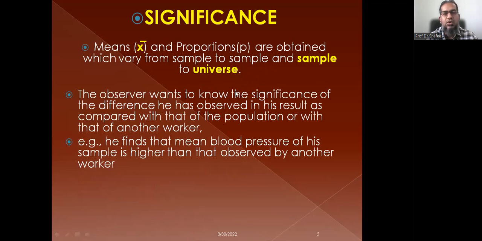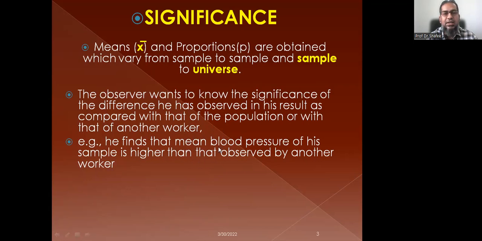So here we want to know the significance of the difference observed in a result as compared with that of the population or with that of another worker. Why is it different? It is different by chance, or it is different because of the salt intake. Please understand that there can be a difference in the mean values of blood pressure due to chance, or there may be a difference due to the effect of a particular factor like salt intake.